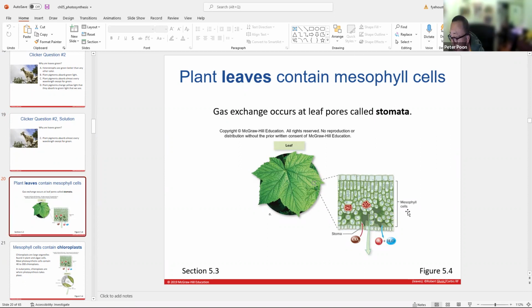Gas exchange occurs on leaf pores called stomata. Stomata is plural, stoma is singular. These are holes where carbon dioxide can leak into the plant cell, and CO2 and water vapor can leak out of the plant cell.